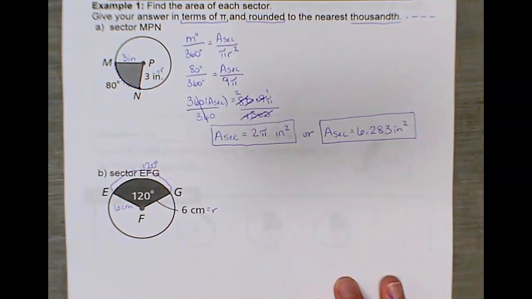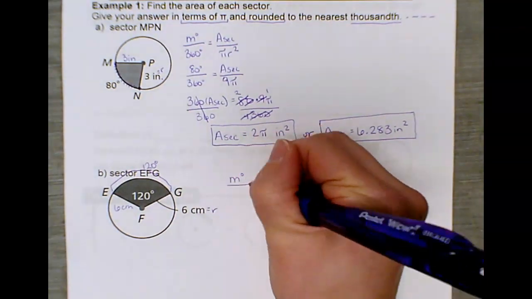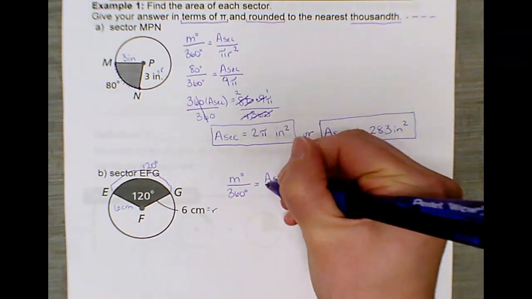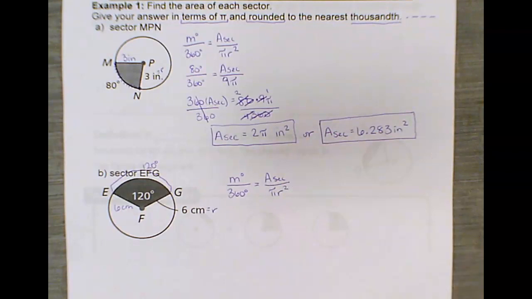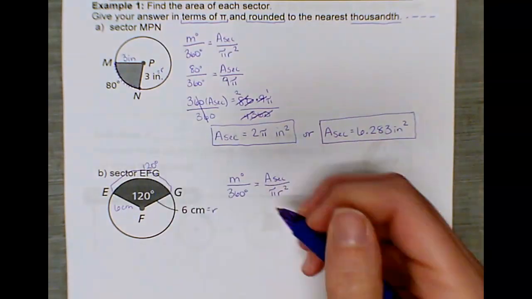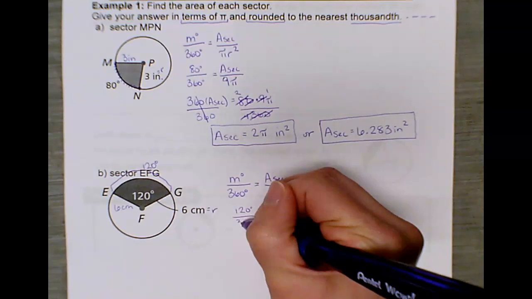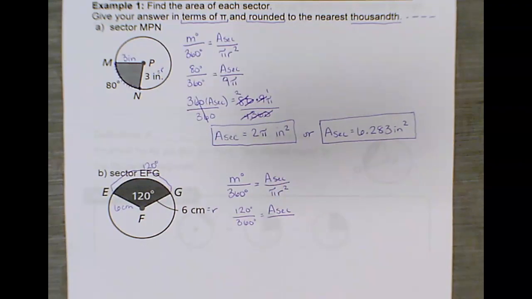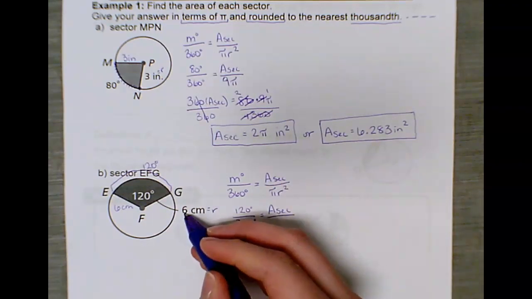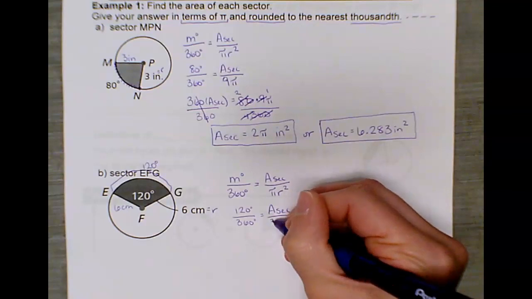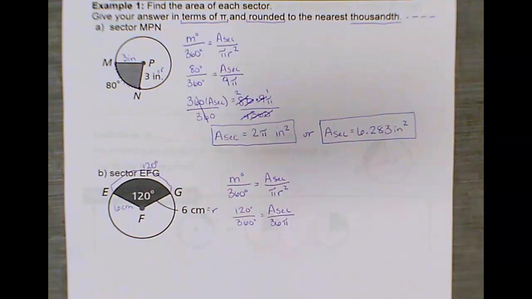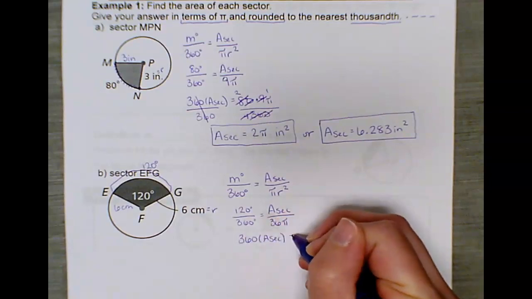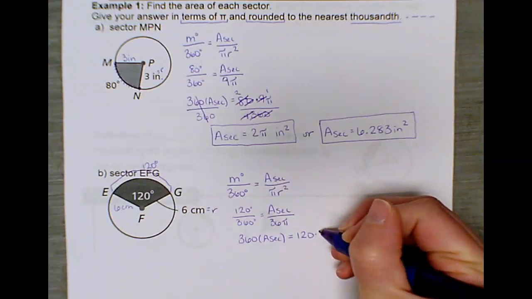So when I create my proportion, the measure of the arc over 360 total degrees equals the area of the sector out of the total area of the circle. The measure of the arc is 120 degrees. The area of the sector is unknown and what we're solving for. The value of r, the radius, is 6, and 6 squared is 36. When I cross multiply, I get 360 times the area of the sector, and it equals 120 times 36 pi.